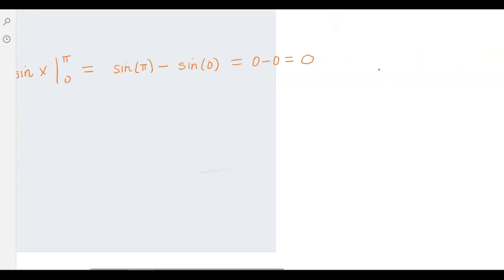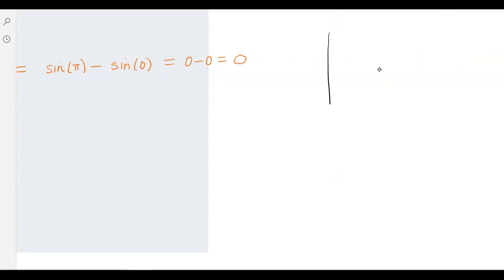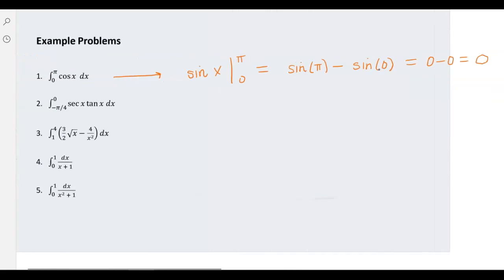Why would that be? Well, if we think about what it is that we're doing here, what does the graph of cosine look like between 0 and pi? It looks like this, right? So I've got this area here, positive area above the x-axis, versus this area here, negative area below the x-axis. They're canceling each other out and we're getting 0 for that integral.